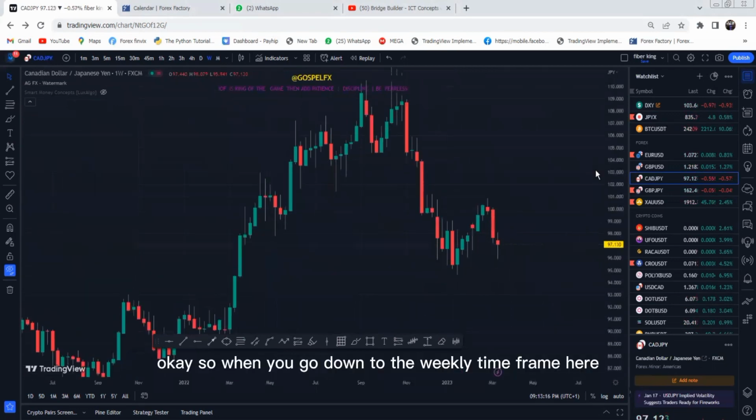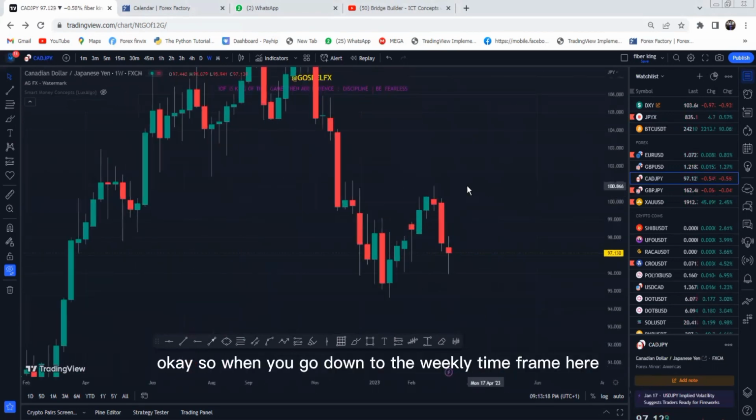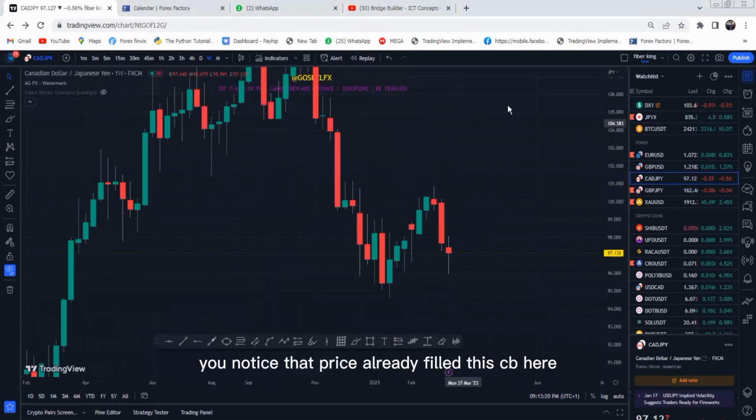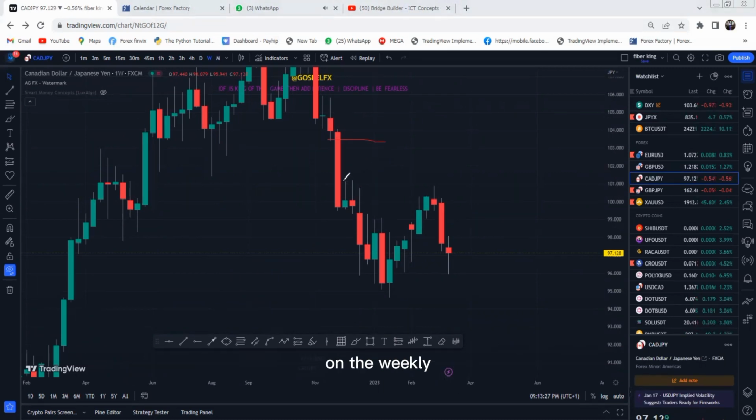So when you go down to the weekly time frame here, you notice that price already filled this CB here on the weekly. Price already tapped into this CB, though not completely. So now this up candle here is going to act like resistance to price.